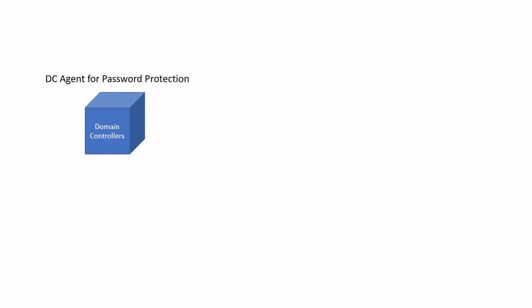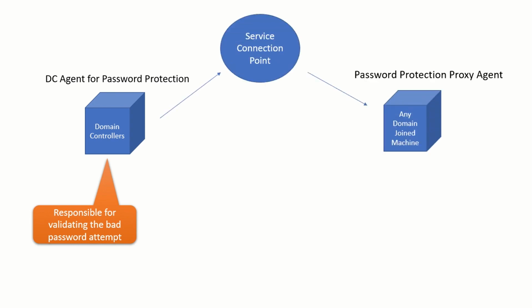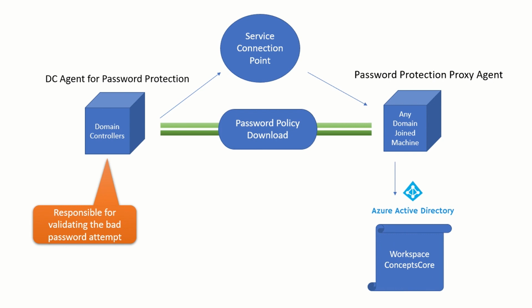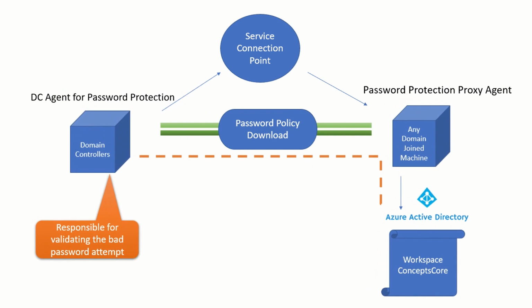Since we know that it's the DC agent which is responsible for validating the bad password attempt, but it's not your domain controller or your DC agent which is directly going to contact Azure Active Directory to get the new list. What will happen is that the domain controller will try to locate the proxy servers with the help of the SCP which has been registered. And then the domain controller will initiate a request of downloading the new password policy, which is as of now available, which contains all the custom banned password list. And your proxy agent will contact Azure Active Directory and get the same set of information replicated to your domain controller.